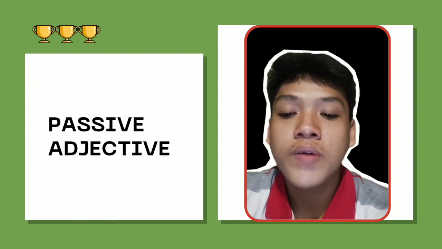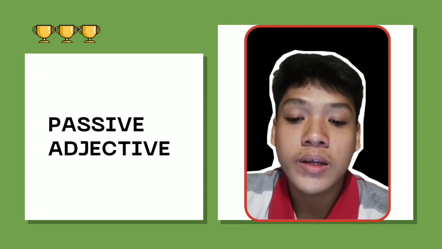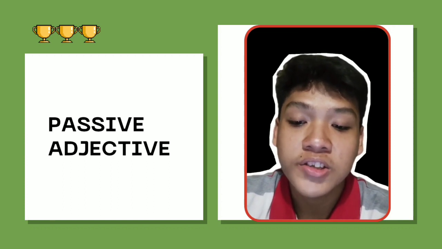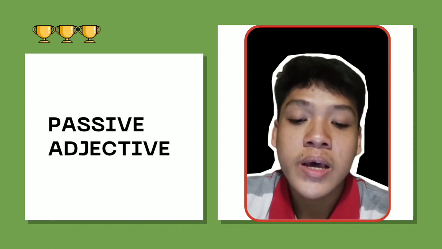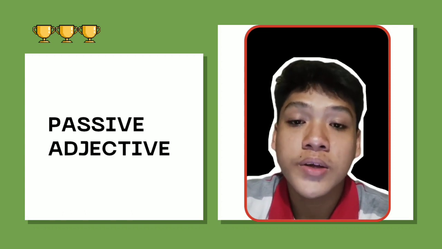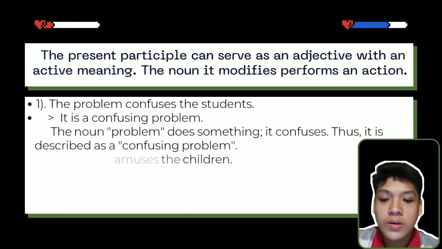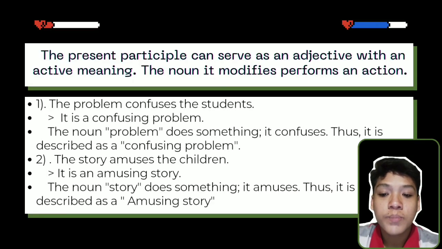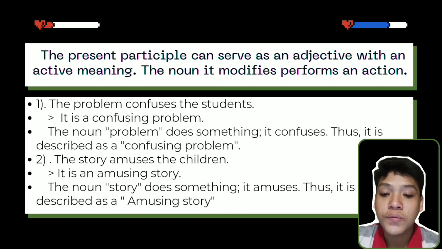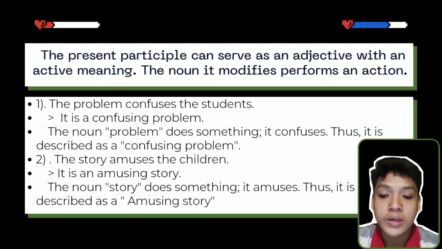Now I will explain about the adjectives ending in ed and ing. Adjectives ending in ed and ing have different meanings. Each has its own function. Let's see how to tell the difference. Firstly, present participle. Present participle has the formula verb ing plus noun. The present participle can serve as an adjective with an active meaning. The noun it modifies performs an action.